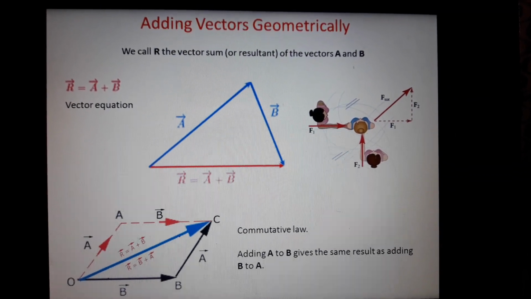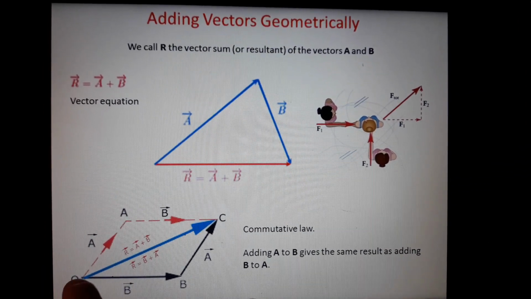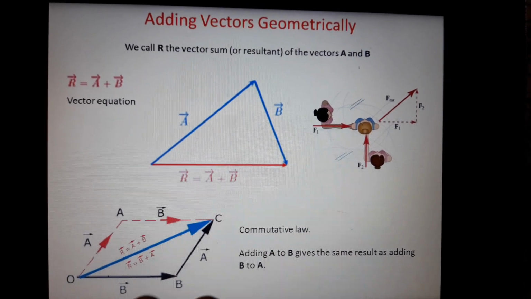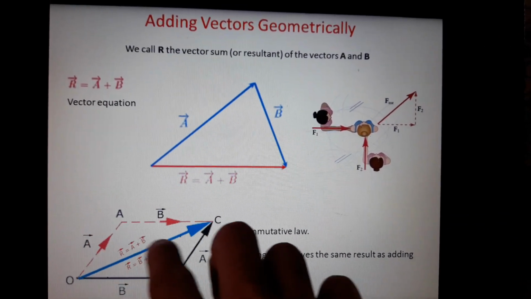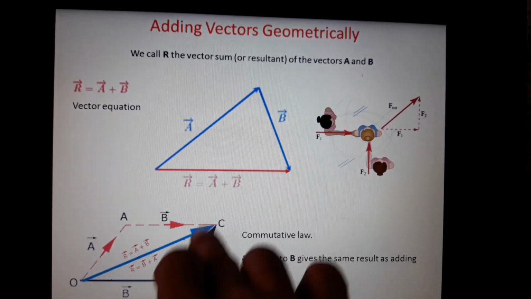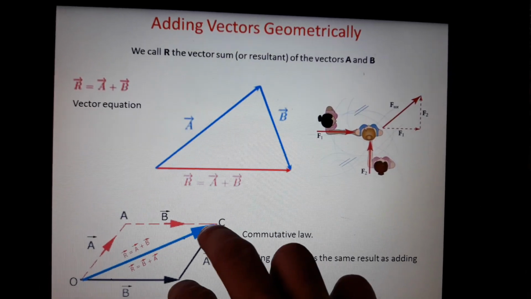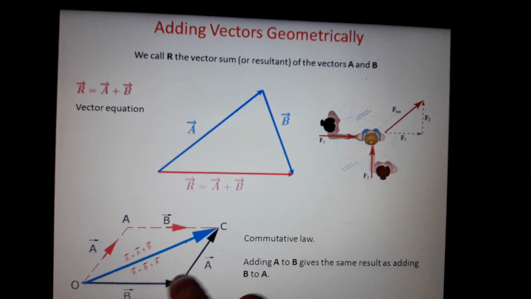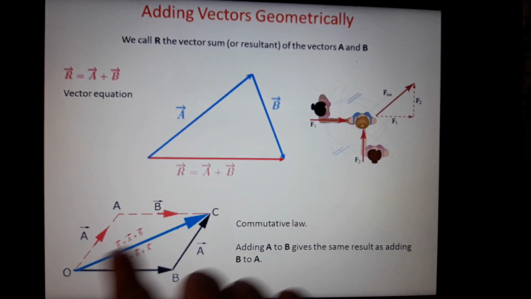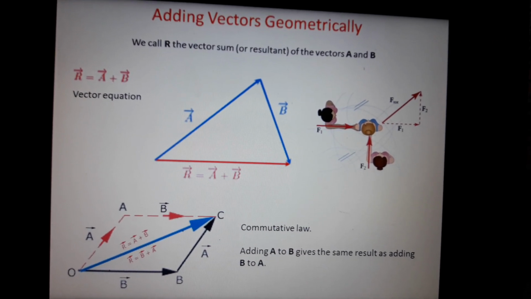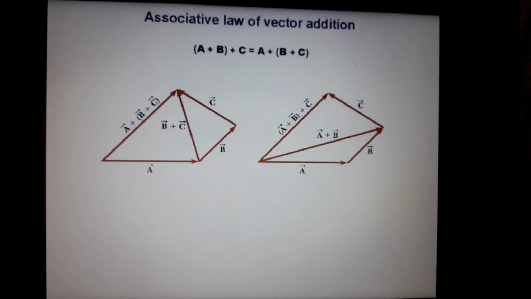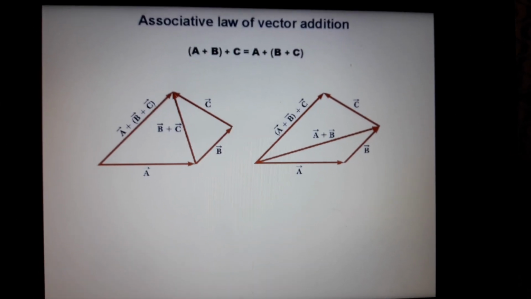So we have the commutative law. We can add a plus b or b plus a, in these two ways, and we have the same resultant vector here.